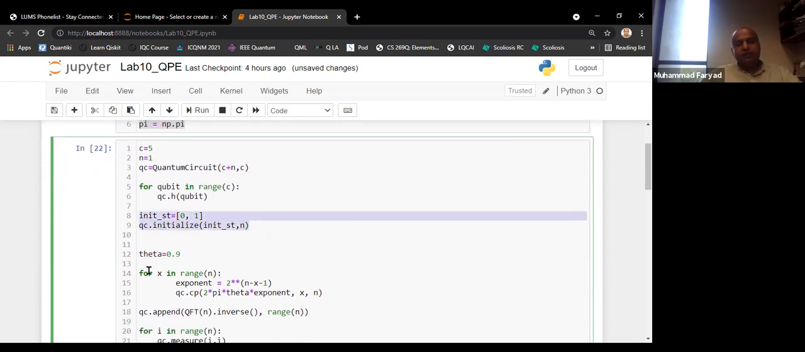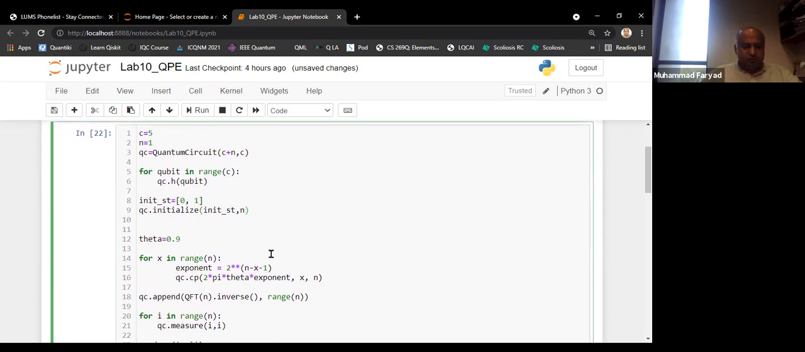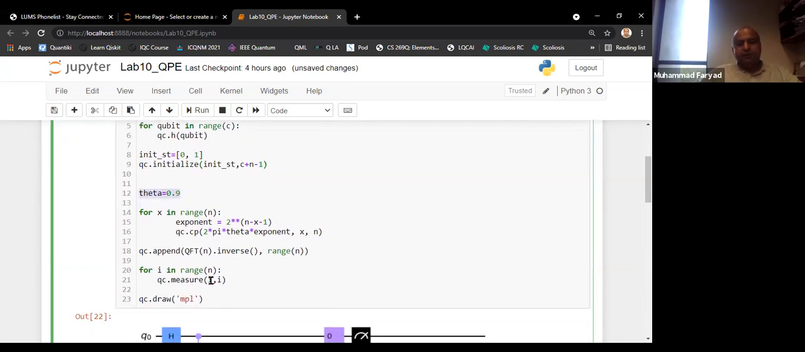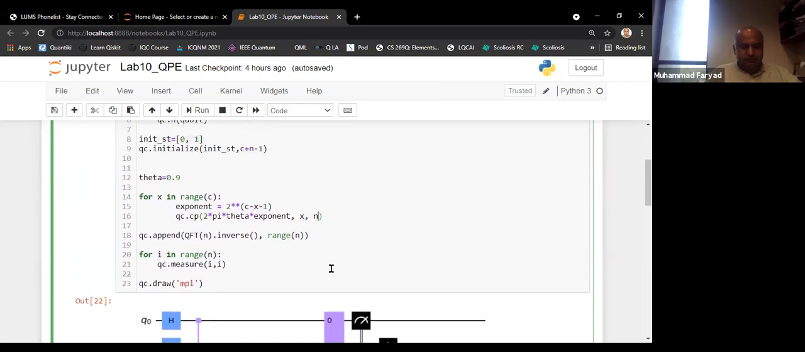So this is where I set the initial state. So if it is 0, 1, this is the 1 state. If it is 1, 0, or whatever state you want. And this should be set on the last qubit, which in this case is c plus n minus 1. And then this is the theta that I'm specifying for verification purposes. And you see I'm beginning with applying the control unitary operation, and sorry, this is x. So this is the way I'm defining the exponent, and this should be c plus n minus 1, because we are applying this control unitary operation on the last qubit.